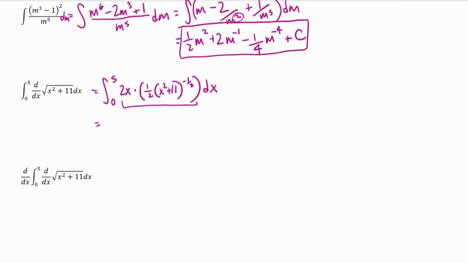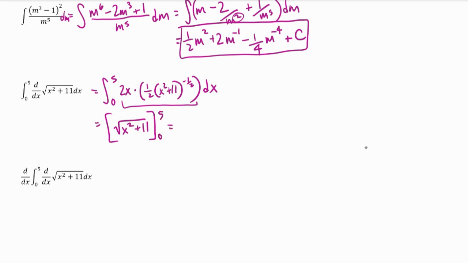Okay, so now let's find the antiderivative. Well, what's the antiderivative of something I just took the derivative of? It's going to be what I originally had. The antiderivative of something you just took the derivative of is going to be what you started with. So I can take what I started with out of the integral, and I'm going from 0 to 5.